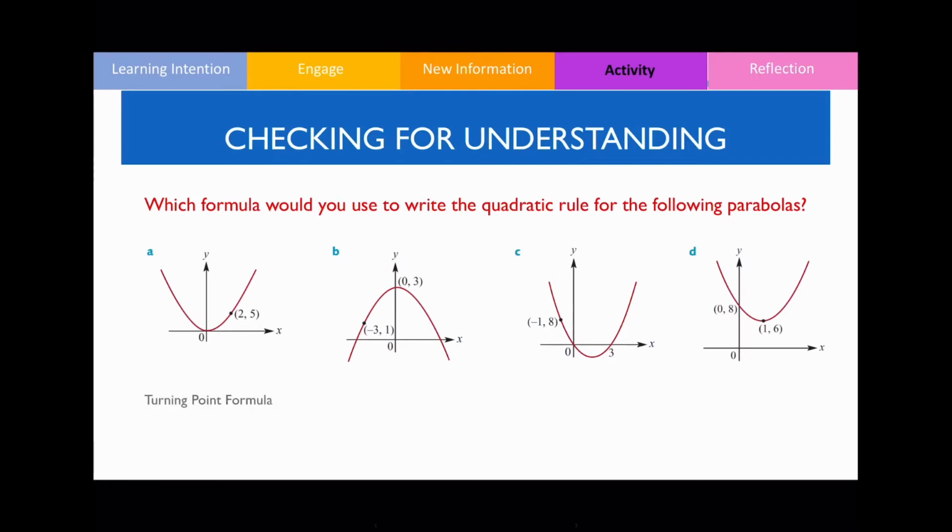So therefore, it makes sense for us to use the turning point formula, okay? We're not going to be using the factorized form for this question because you need to know both x-intercepts and you only know one of them. So it makes more sense for us to use the turning point form.